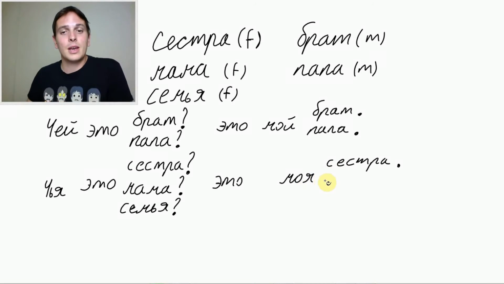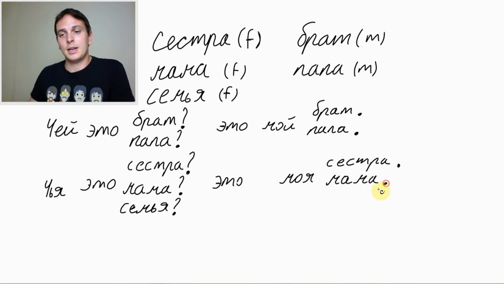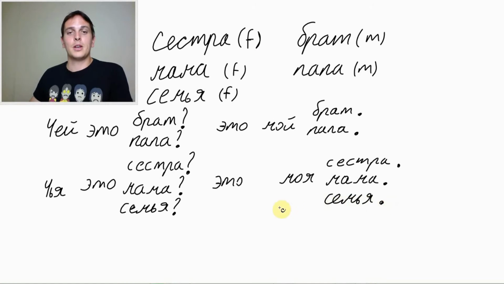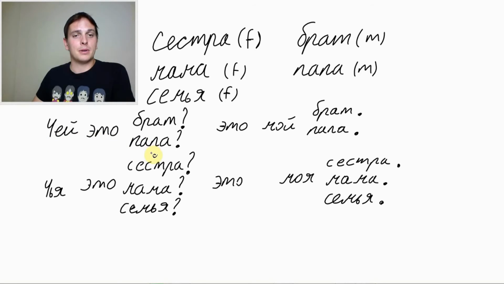Это моя мама. This is my mother. And это моя семья. So again, whose father is this? How would you ask this? Чей это папа? And this is my father. Это мой папа. Whose mother is this? This is my mother.